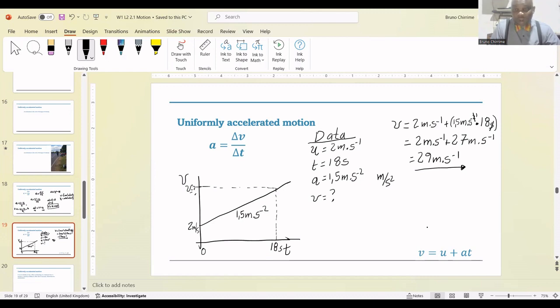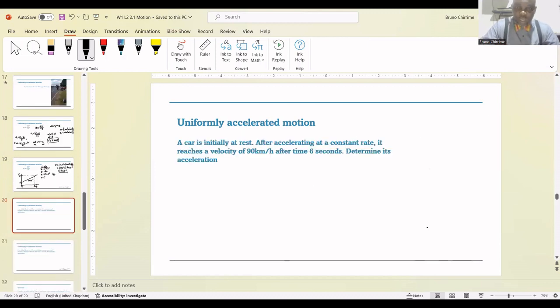So a car is initially at rest, which means u is equal to 0. After accelerating at a constant rate, it reaches a velocity of 90 kilometers per hour after a time of 6 seconds. Determine its acceleration. Here, this is more a problem of conversion of units. Remember, we spoke about SI units, and how some countries use different types of units, miles per hour. So here we have a dilemma where we have 90 kilometers per hour after a time of 6 seconds. Something doesn't really coalesce there. So if you want it to work out, we have to do a conversion of our data.